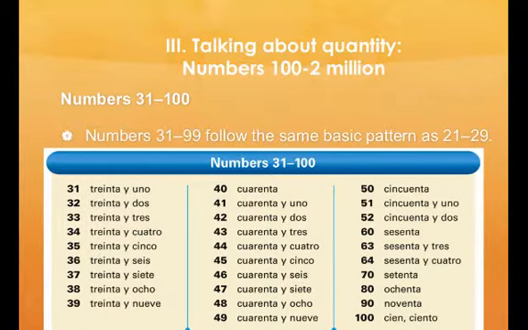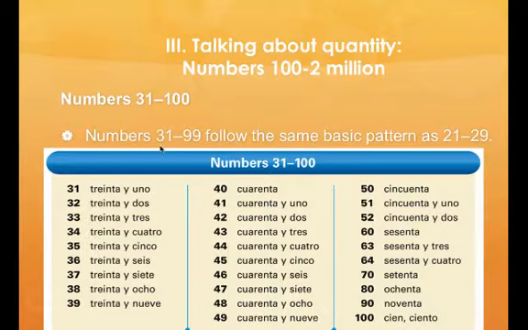Okay, so let's pick up where we left off on part one of the chapter 3 lecture video. We're continuing looking at grammar points that we see in this chapter. So part 3, talking about quantity, numbers 100 to 2 million. All right, so numbers, we're going to look first. Let's do a little recap on numbers 31 to 100.